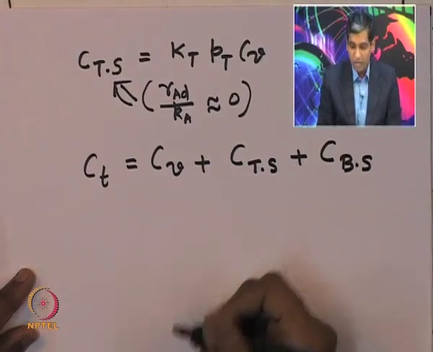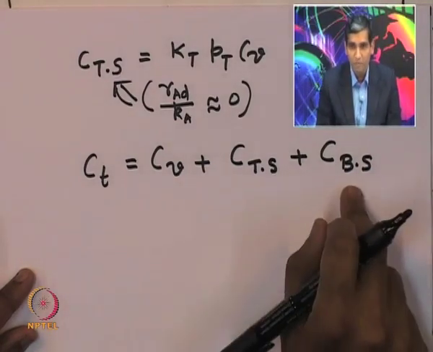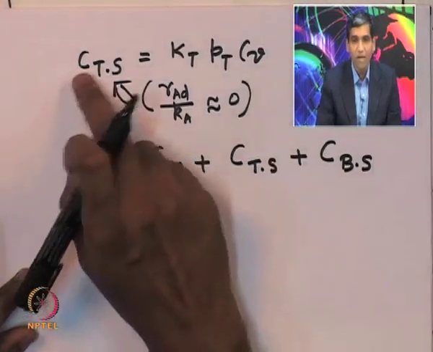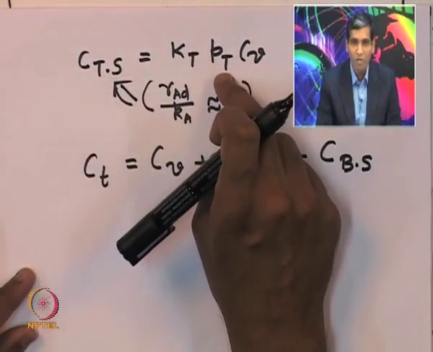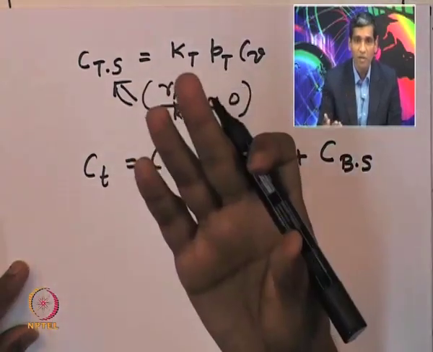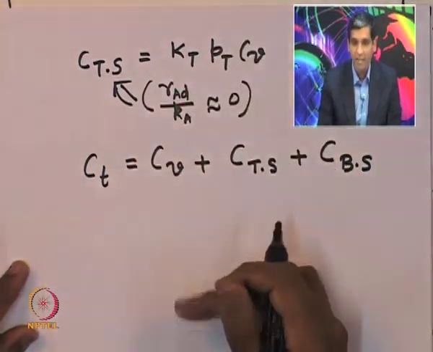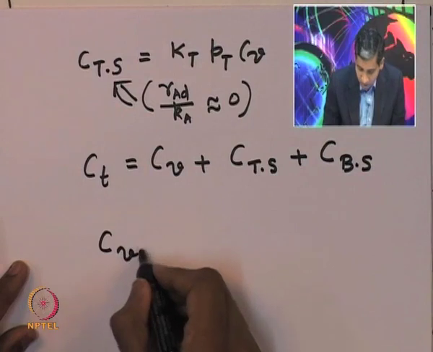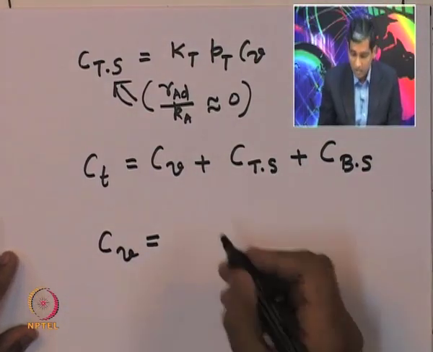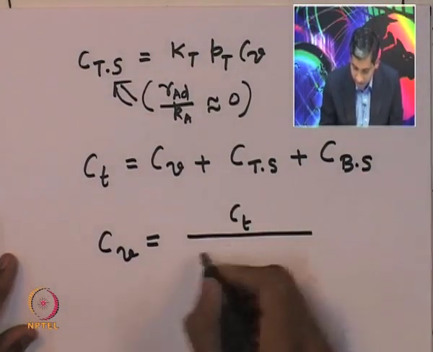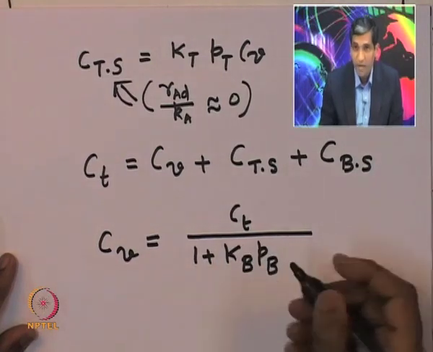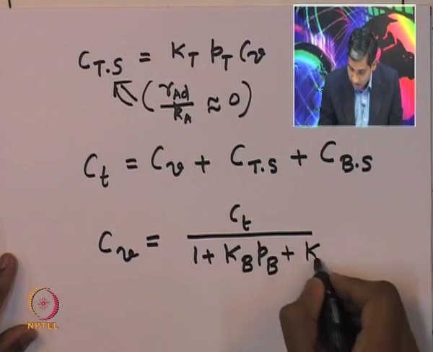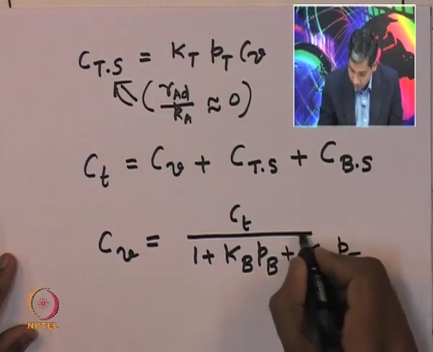Okay. So, by using this conservation property and also the expressions for the concentration of toluene adsorbed onto the catalyst site and the concentration of benzene adsorbed onto the catalyst site, we can find that the concentration of the vacant site is given by Ct divided by 1 plus Kb partial pressure of benzene plus Kt into partial pressure of toluene.